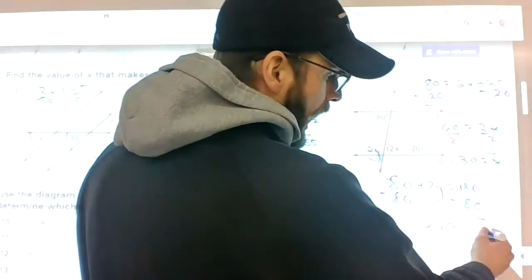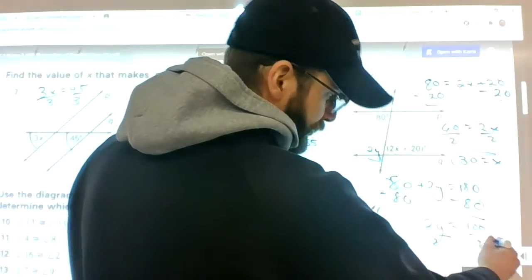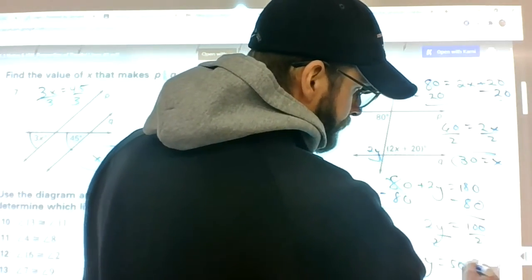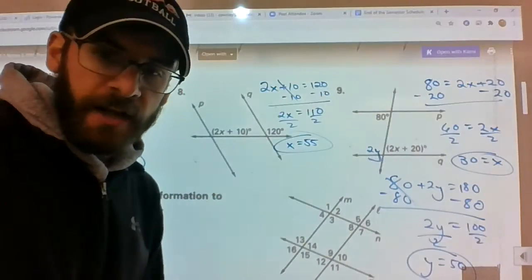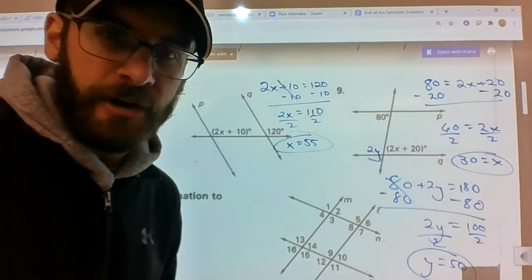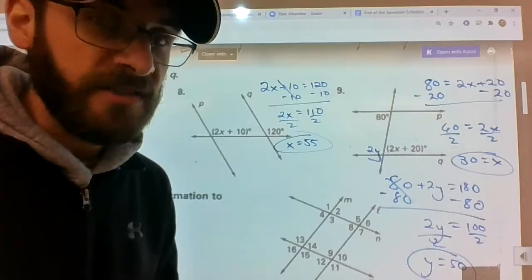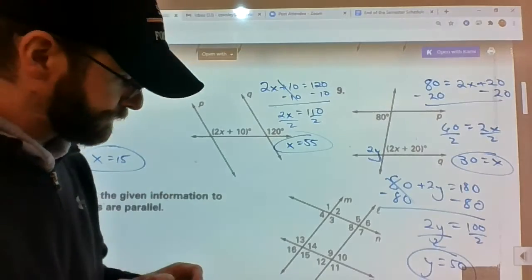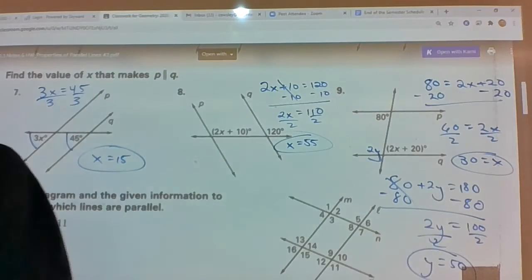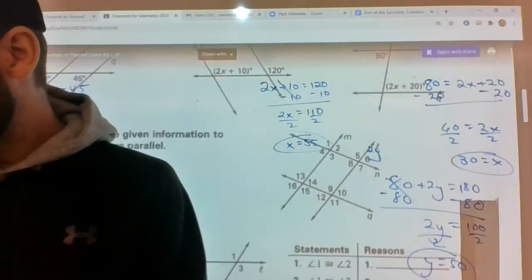All right, so y equaling 100 divided by 2, 50, forces these two lines to be parallel because consecutive interior angles are always supplementary when two lines are parallel. Awesome. Moving right along.